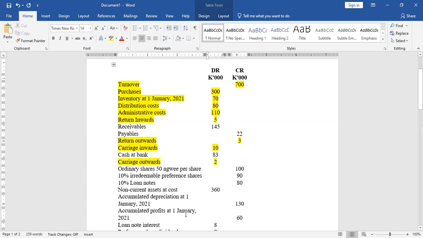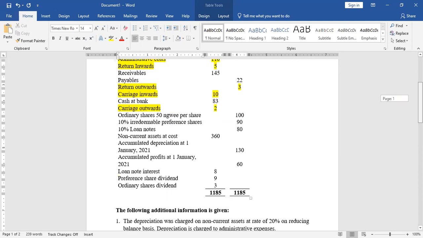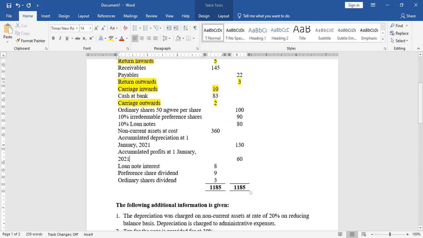Accumulated profits, 1st January 2021, those are not expenses or income, they are income for the previous period. They are not going to come in for now. Loan interest, this is an expense from borrowing. We shall establish it well as we'll be calculating. Preference share dividend, these are dividends. They will come in later when we start doing the profit appropriation.